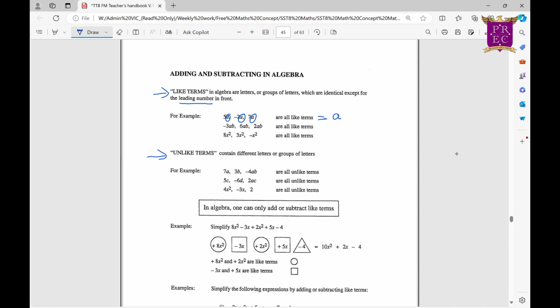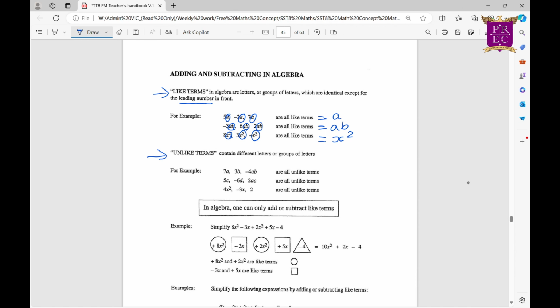And your second example has ab, ab, and ab. So again, ab is what makes all of these terms like terms. Similarly, you have down here x squared, and x squared. So what makes these like terms is x squared.